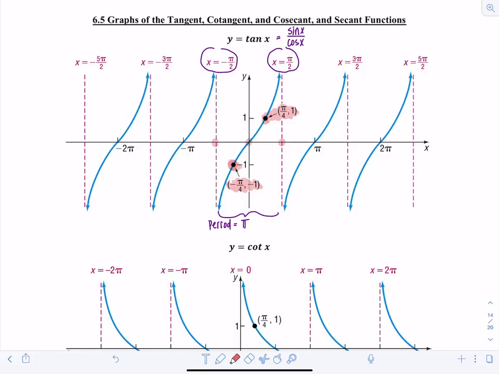The shape of tangent looks like x cubed, but we know x cubed doesn't have any asymptotes, right? Y equals x cubed, the domain and range are all real numbers. But this has a similar shape to it, if that helps you remember.